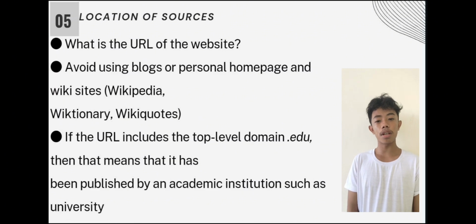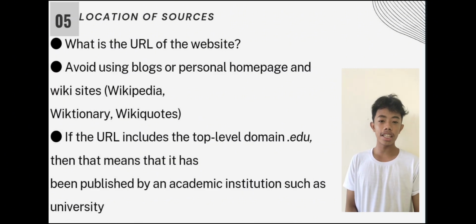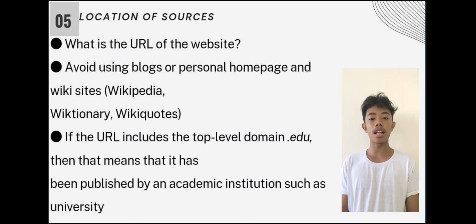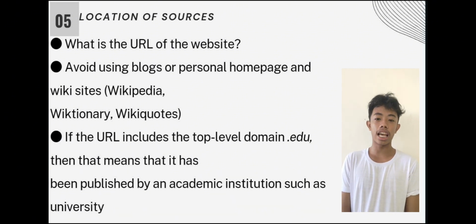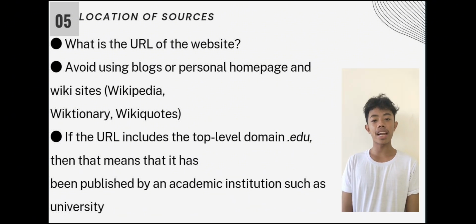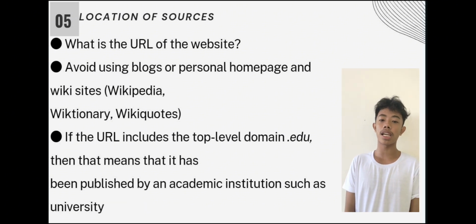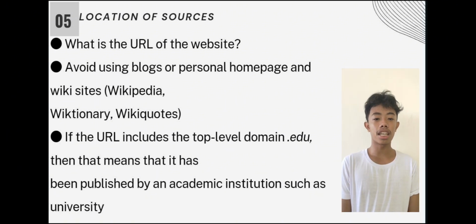What is the URL of the website? Avoid using blogs or personal homepages and wiki sites like Wikipedia, Wiktionary, Wikicodes. If the URL includes the top-level domain like .edu, then that means that it has been published by an academic institution such as a university.